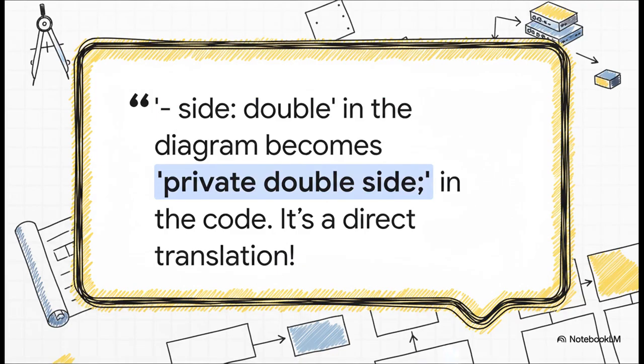And here's the most important part, the real key takeaway. This is not just some abstract drawing. The notation, -side: double, on our diagram translates directly into a line of code, like private double side if you were writing in Java. The blueprint is a practical one-to-one guide for the developer writing the code.